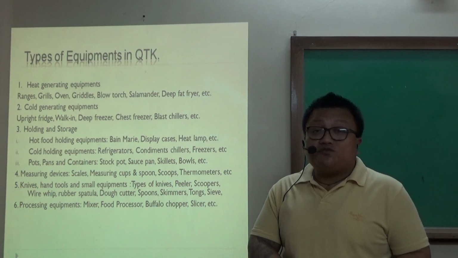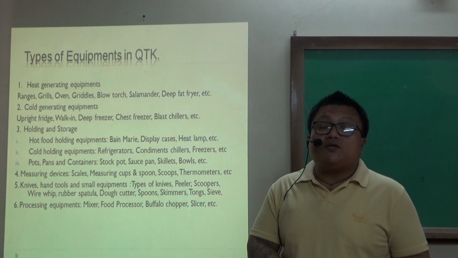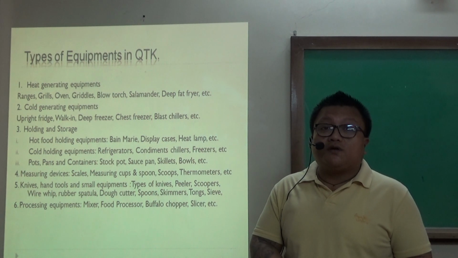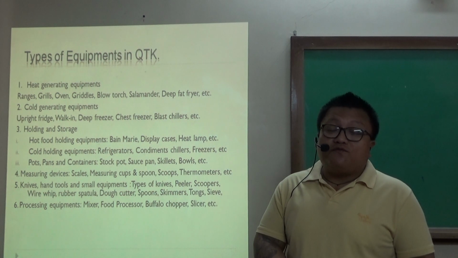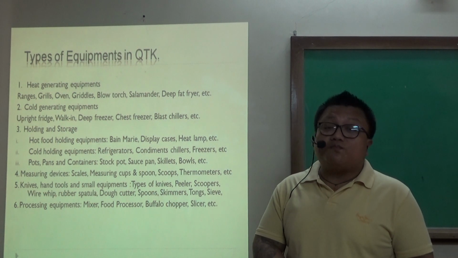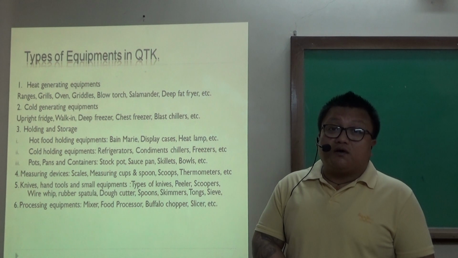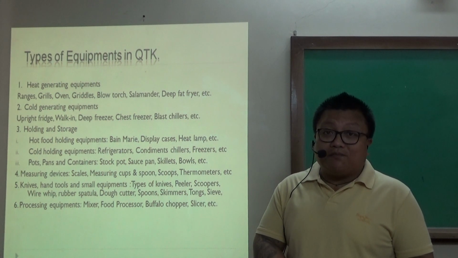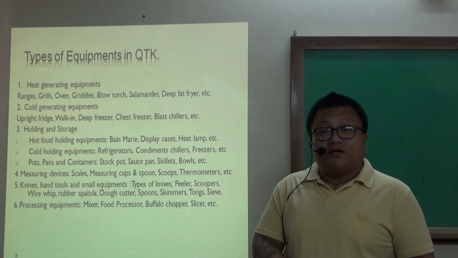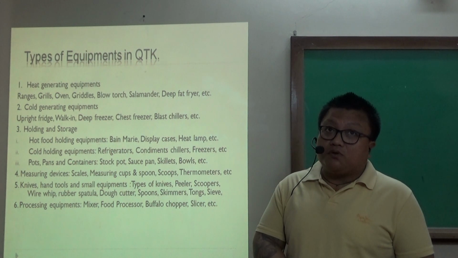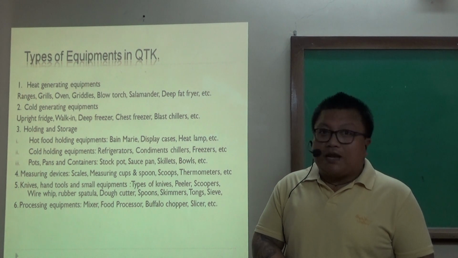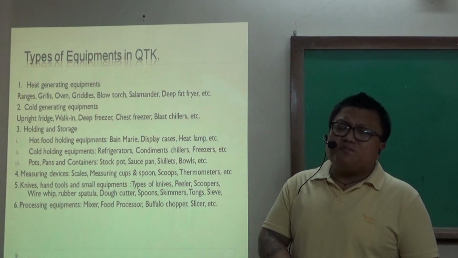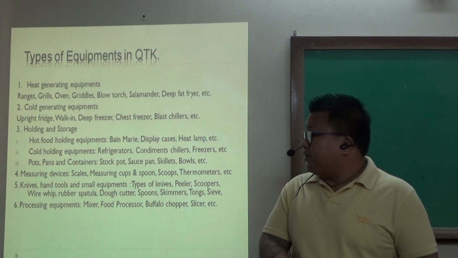Number 4 is measuring devices, where we use different measuring spoons, measuring jugs and measuring cups as a few examples, where we need to measure in different units, for example ml, quarts, and pounds, and then of course measuring scales.